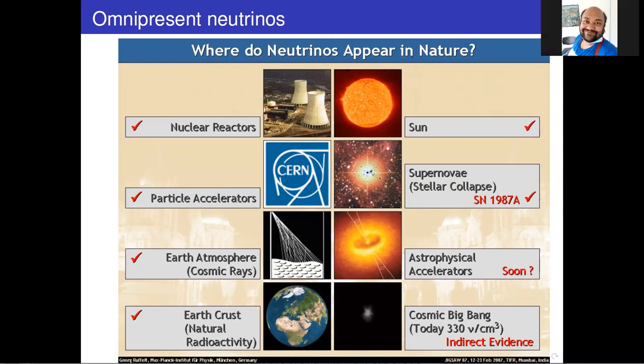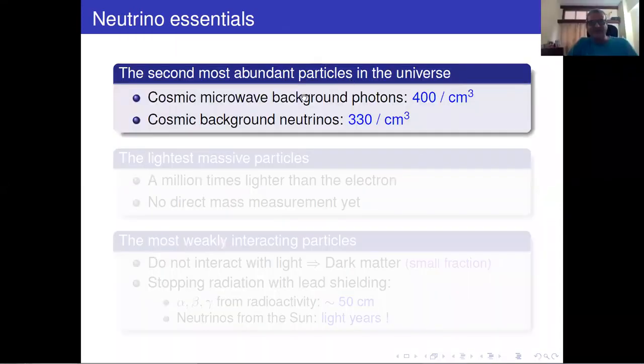So let me give you some idea. You know about the CMBR, right? Cosmic microwave background photons, which are about 400 per centimeter cubed. As we say, photons are the most abundant particles that we know of. If you look at neutrinos, the cosmic background neutrinos are about 330 per centimeter cubed, which means that they almost compete with the number of photons, and therefore they are the second most abundant particles in the universe. The importance of this is that even if you go away from any stars, galaxies, clusters, and so on, you will always keep on finding this, just like you find the same.